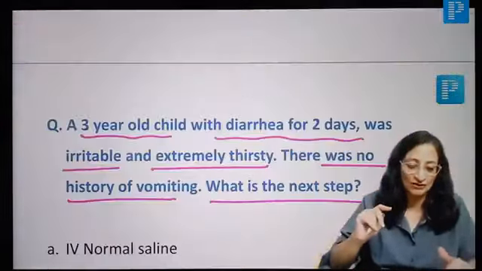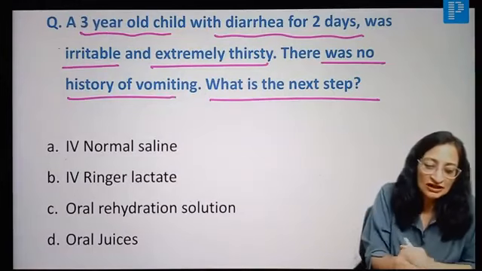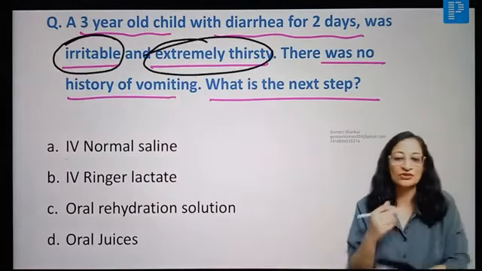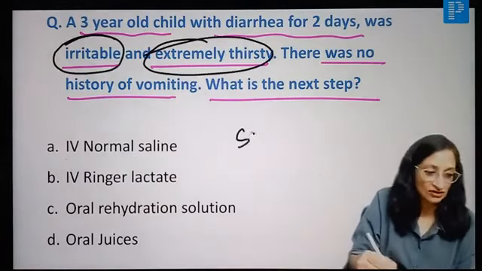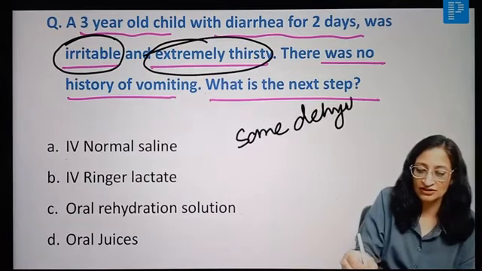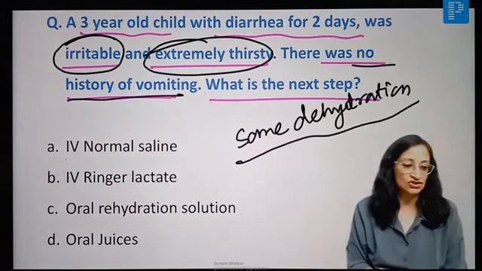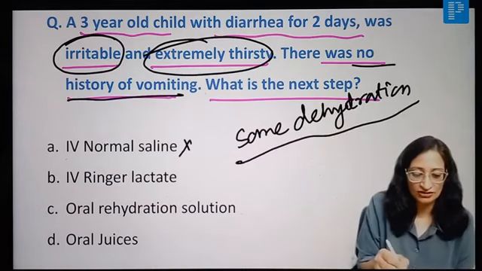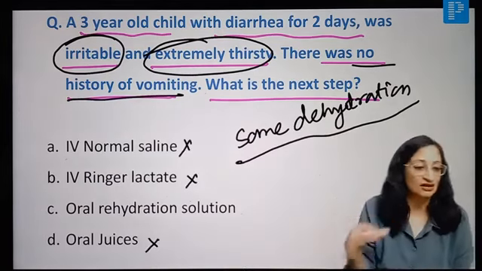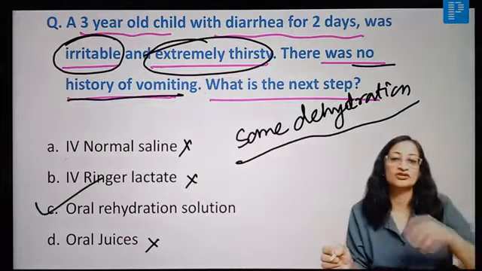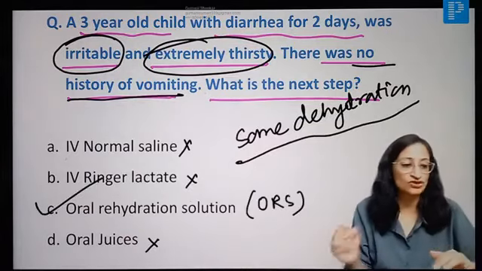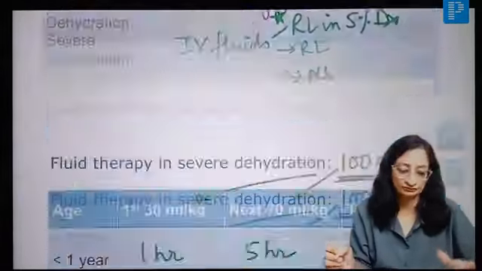Okay, so coming back to our question. The child is irritable and extremely thirsty. Which category of dehydration is it? Yes, it is some dehydration. So what is the next step? The child is not having any vomiting. So what should be your best answer? Not IV normal saline or Ringer lactate, no oral juices. Juices will increase the diarrhea because of osmotic diuresis. So it is oral rehydration solution or ORS. WHO ORS, in proper dilution.